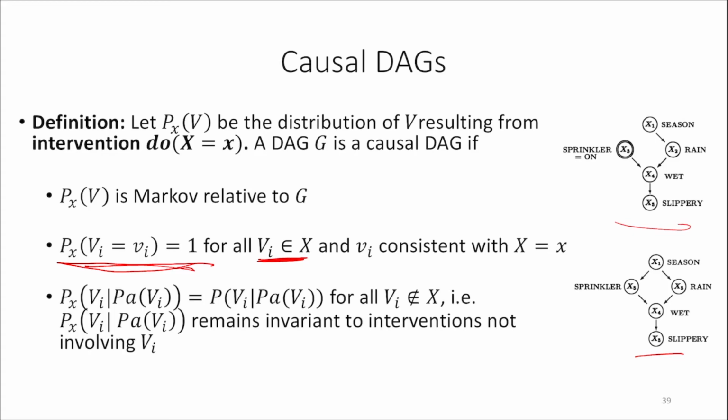And finally, it says that if the variable that we are intervening on is not in the set that we are making an intervention on, the probability of the new graph is the same as the graph before. So the third statement basically says that if the variable is not within the set of intervention, it just follows the structure of the graph that you have already stipulated.